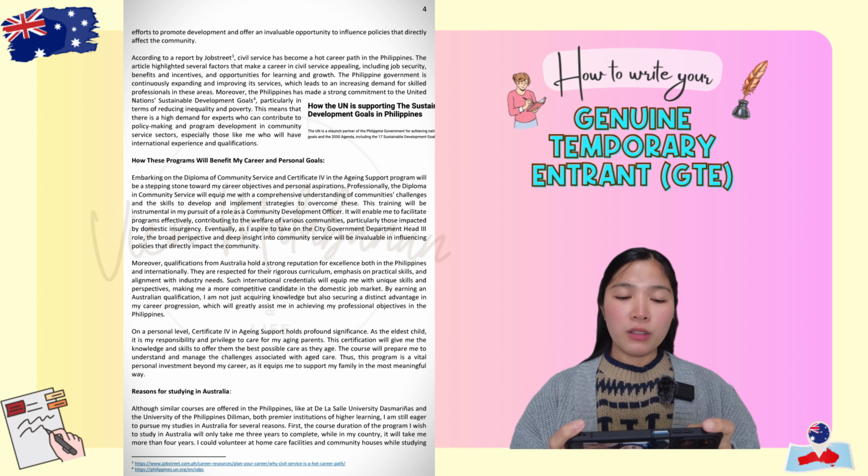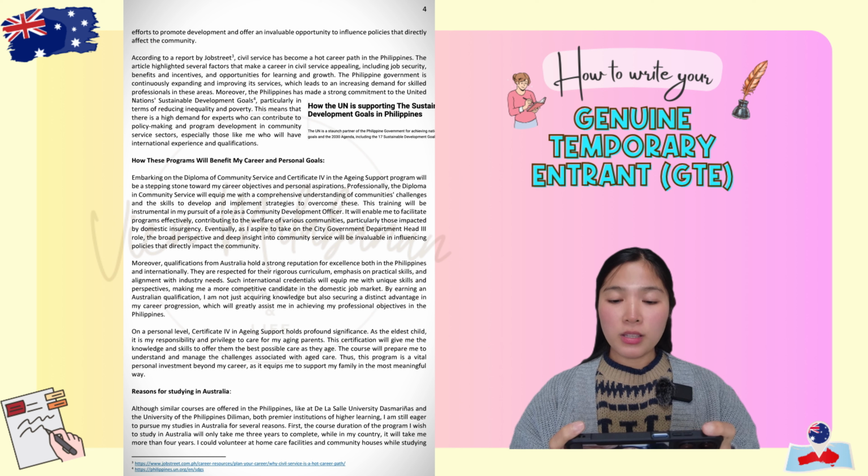On a personal level, Certificate 4 in Aging Support holds profound significance. As the eldest child, it is my responsibility and privilege to care for my aging parent. This certification will give me the knowledge and skills to offer them the best possible care as they age. The course will prepare me to understand and manage the challenges associated with aged care. Thus, this program is a vital personal investment beyond my career, as it equips me to support my family in the most meaningful way.